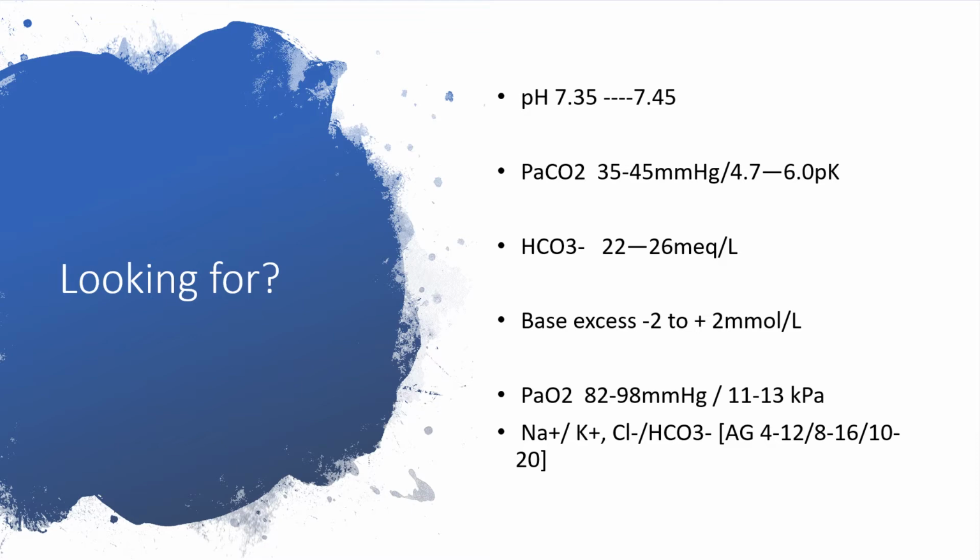Then electrolytes: we want to know the value of sodium. Most times we don't include potassium, but some laboratory centers do, and then the anion gap expectation will be different. For example, if you use both sodium and potassium, and then you add the chloride and bicarbonate ions, your anion gap will be expected to be between 10 and 20. But if you leave out the potassium, the expectation of anion gap will be between 4 to 12, and some labs will write 8 to 16.